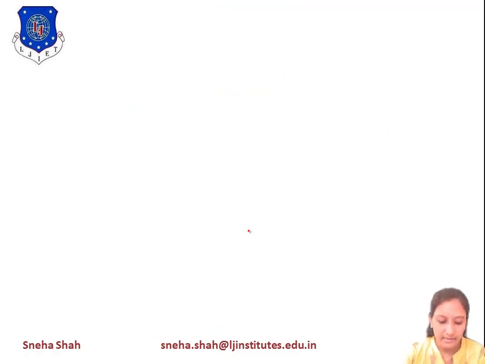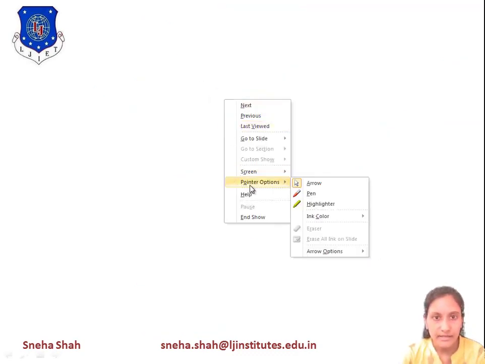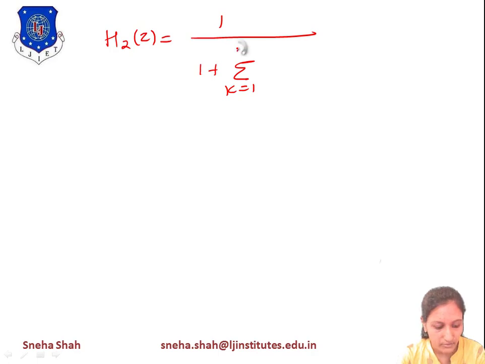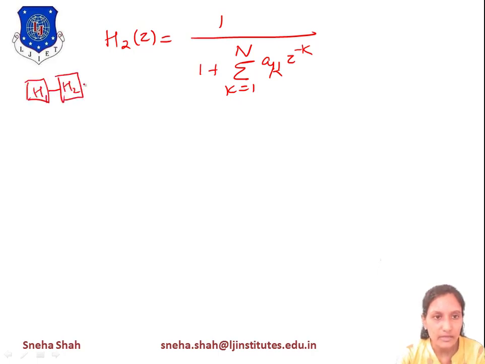Similarly, if we derive H2 of z, what will be the value of H2 of z? H2 of z is 1 upon 1 plus summation k equals 1 to N, ak z raised to minus k, right? We have taken this value as H2 of z. But what is H2? The output of H1 is given to H2 and the output of it will be y. The input is x, and over here the point is w. Now if we take H2, what is the value of H2? H2 means output upon input, which means y by w.